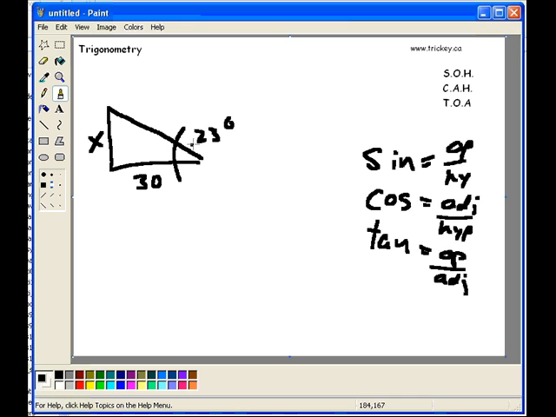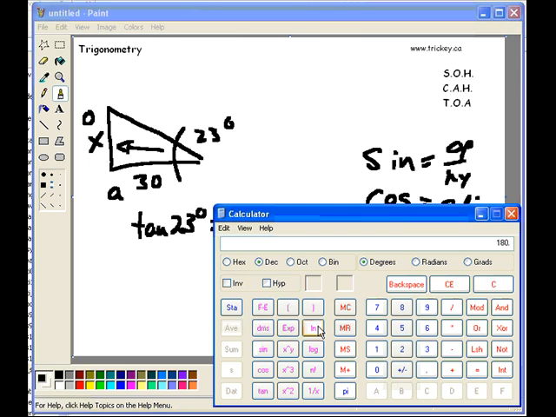So first thing I do is I label my angle, which is 23 degrees, and I figure out what I have. I have an opposite and I have an adjacent. I look over to my formula, an opposite and adjacent, I'm going to use tangent. So my formula is going to be the tangent of 23 degrees equals the opposite, which is x, over the adjacent, which is 30. Now, tangent 23 is a number. In order for me to figure out that number, I have to use my calculator.